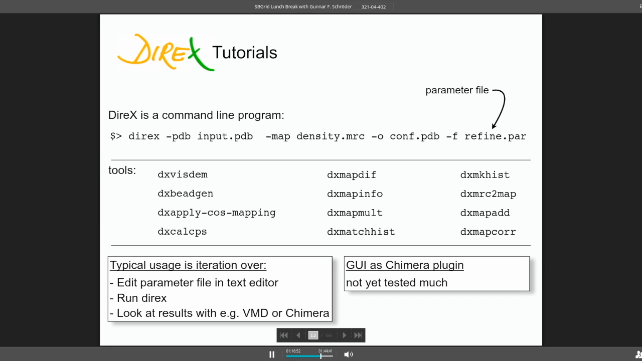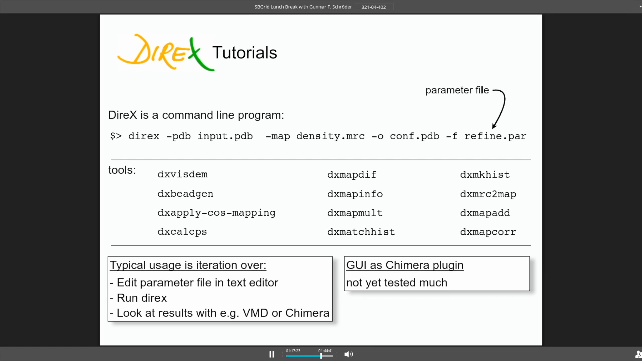Okay, a few more words about the technical things about DireX. DireX is in practice a command line program. I always use it on the command line. We have a Chimera plugin, which is kind of a GUI. We haven't tested this much, so if anyone is interested, please try to use it. I don't have much experience with that, and I only explain here how to use it on the command line.